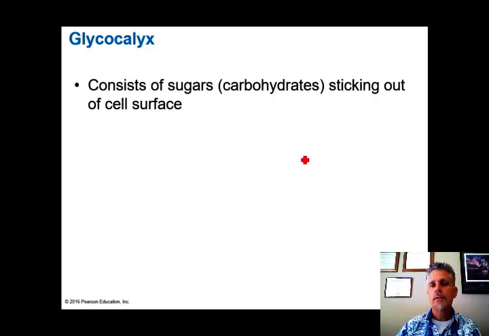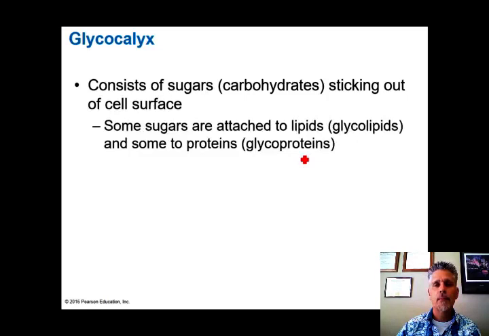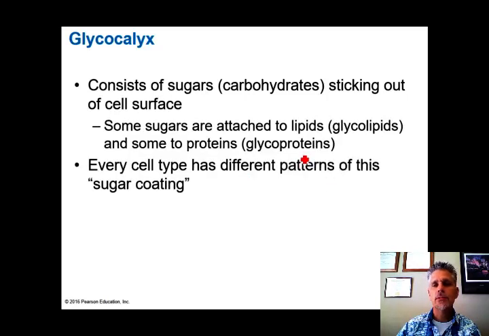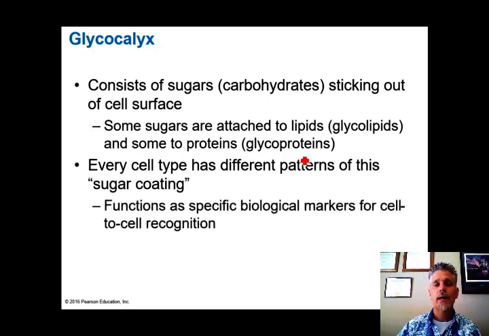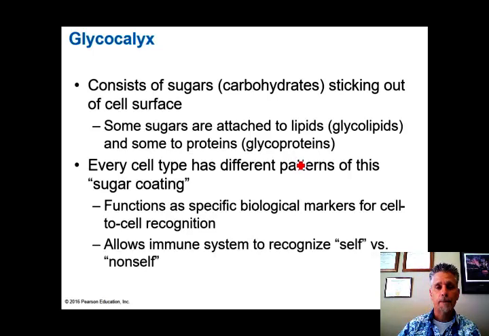All right, we also said that there's sugar sticking out of the plasma membrane. These ones tend to give us, if you will, a different sugar coating on each different type of cell, and that helps to identify that particular type of cell for cell-to-cell recognition, so that our immune system doesn't attack it, or that the body can see that those cells are part of one cohesive tissue.